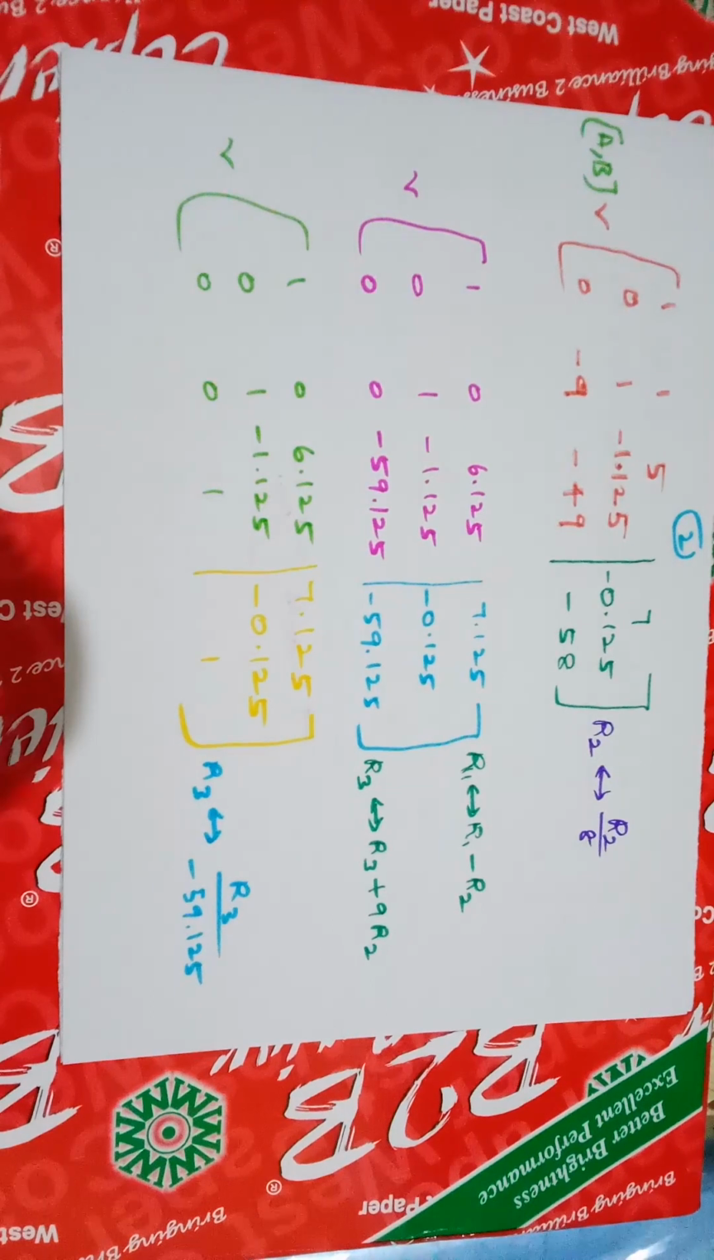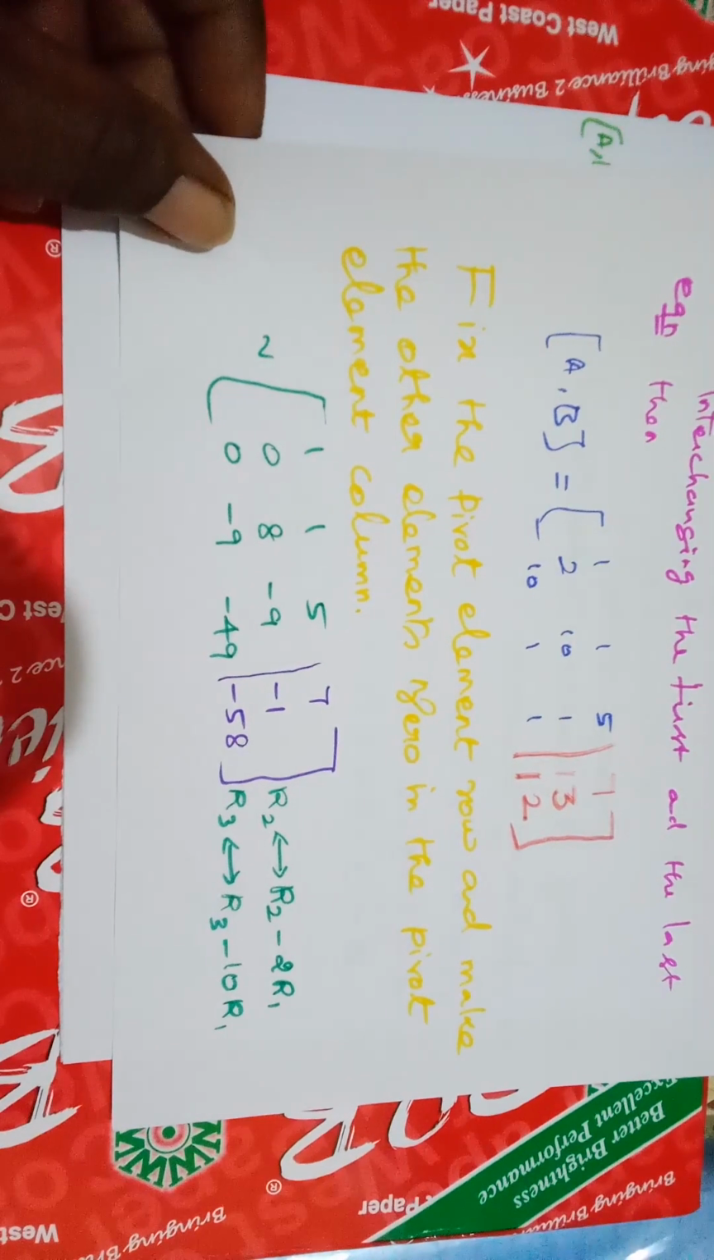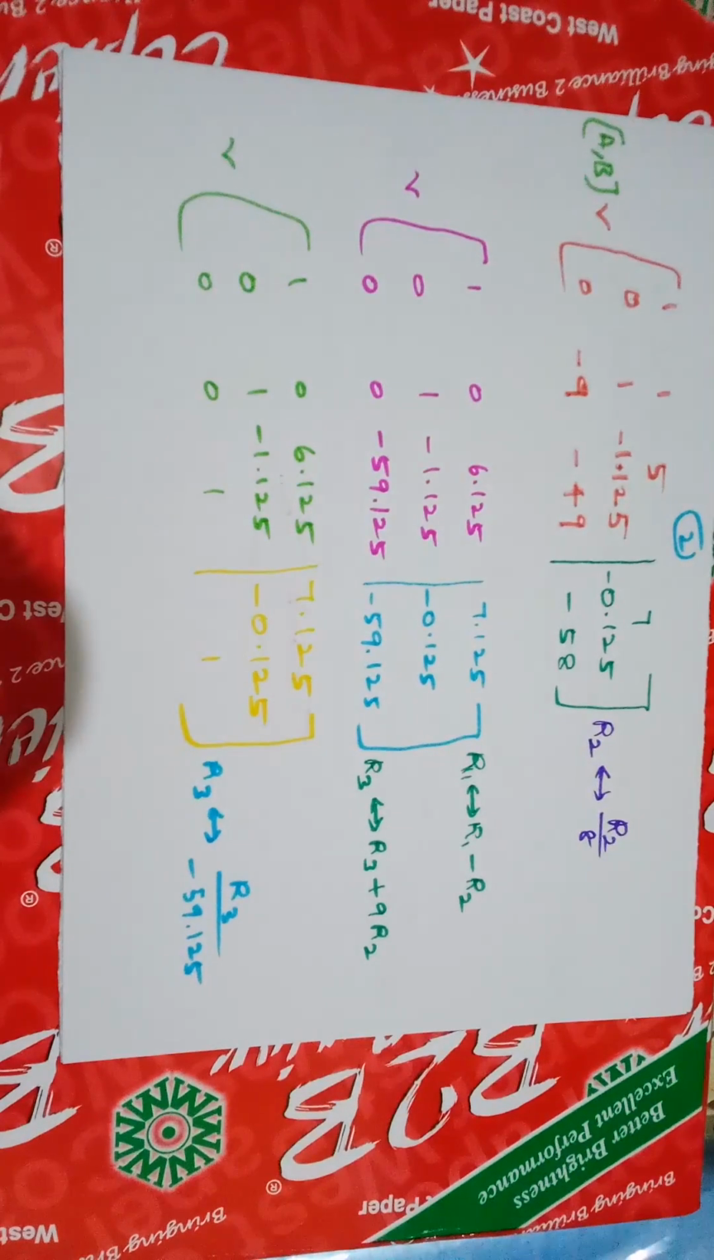So this is the second row. Okay, already we know the second row: 0, 8, minus 9 and minus 1. If I divide that particular row by 8, the row becomes 0, 1, minus 1.125, and then the right hand side minus 0.125. And the third row keep as it is. Okay, no change. Now I'm going to do another thing.